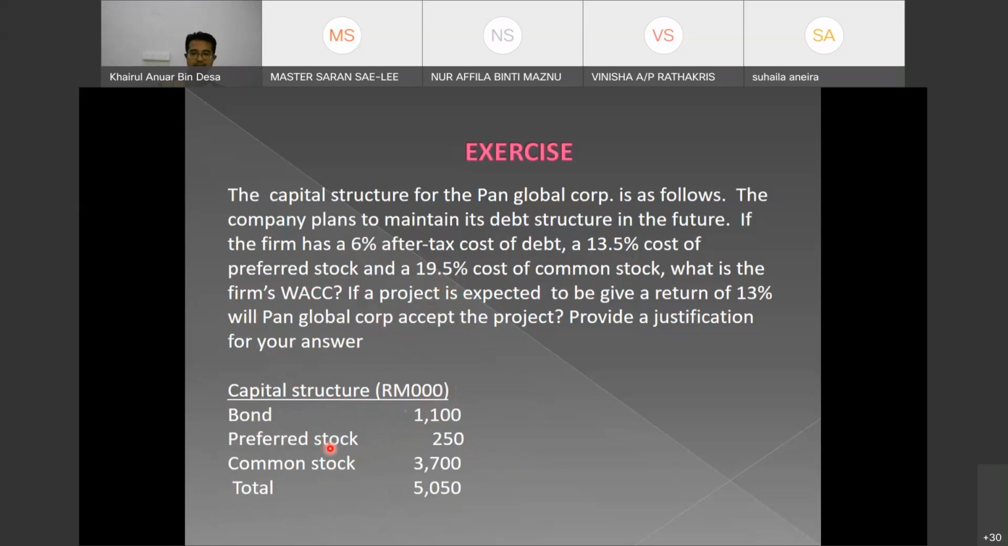As I mentioned earlier, WACC is the required rate of return for this company. Okay, let's say expected return is 13%. So accept or reject. Okay, start calculate now.